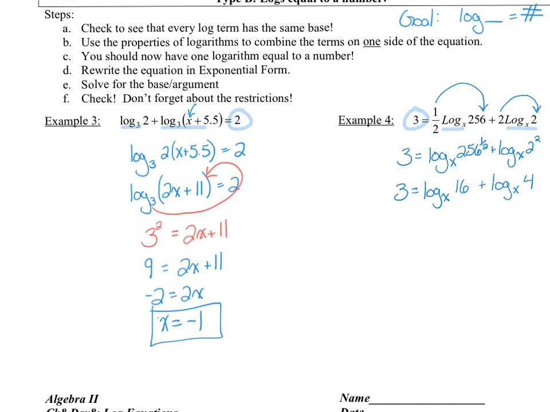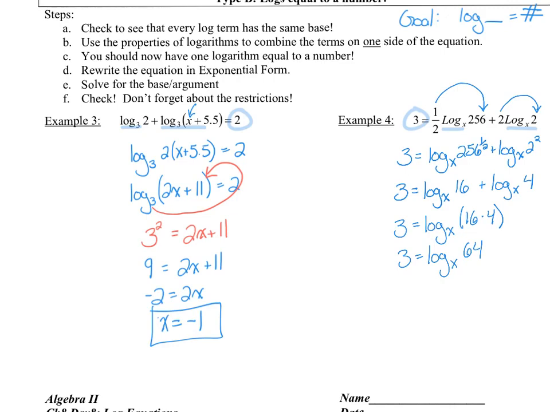Now that we simplified that, we can add those 2 logs together. So when we add the 2 logs together, we keep 1 log and just multiply the arguments together. So 16 times 4 is 64. So now we have 1 log on one side, a number on the other. So it really just turned into one of those basic equations that we were solving earlier in this chapter. So I'm going to change this to exponential form.